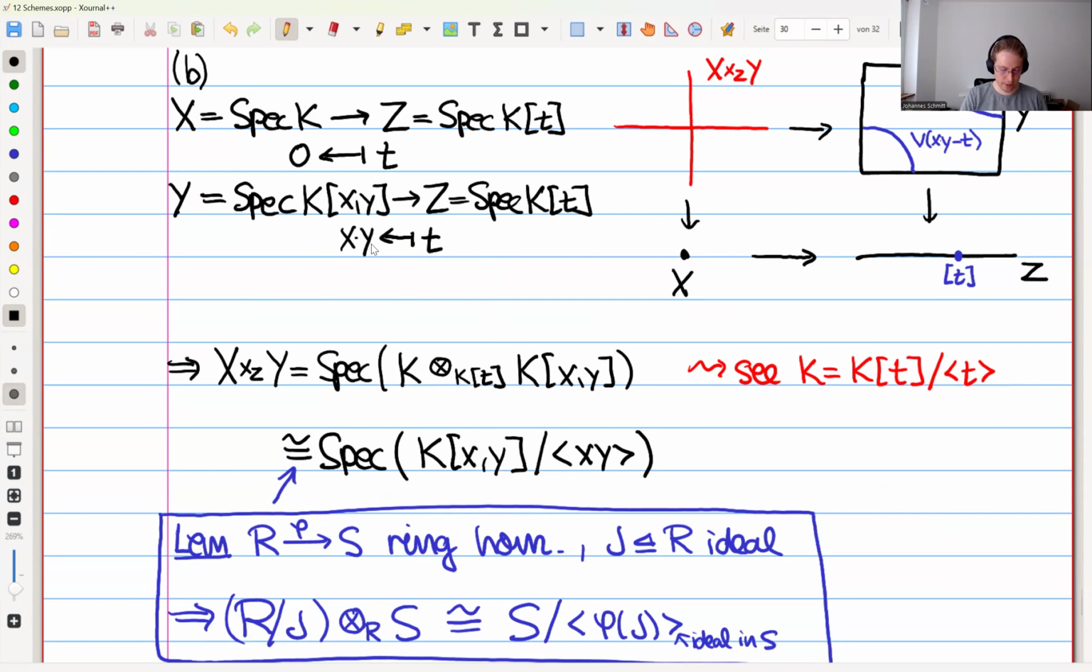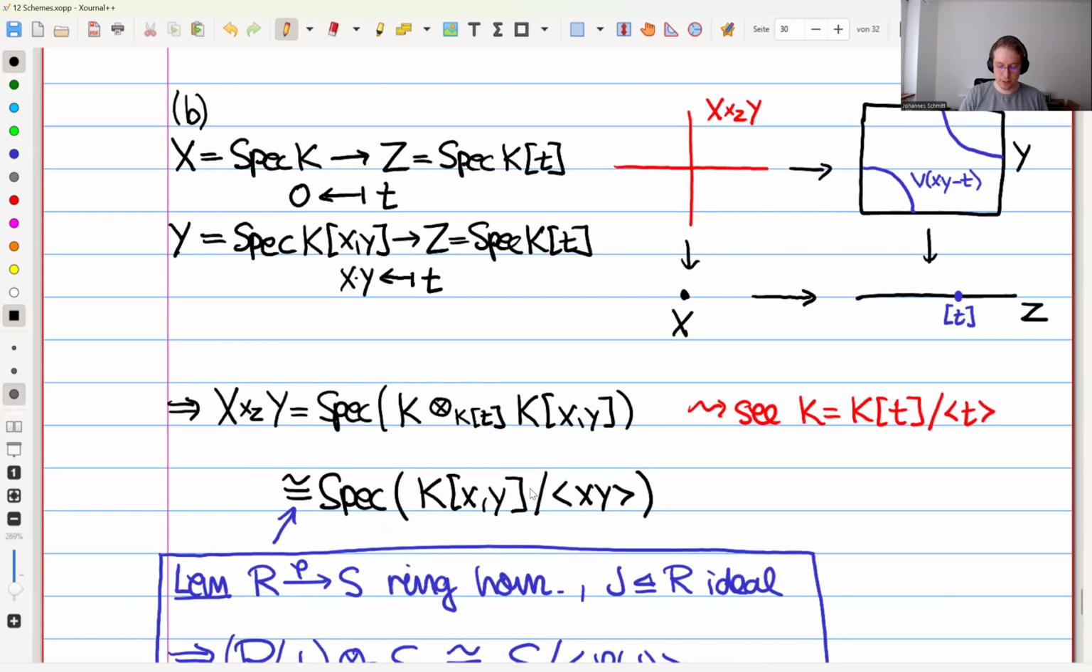Okay, we have to let this sink in. And well, the image of t under this thing is the ideal generated by x times y. And so we exactly get this thing here. And then we see this spectrum here is exactly the scheme associated to this usual vanishing set. So I recommend to go through this calculation again in detail to convince yourself of this.